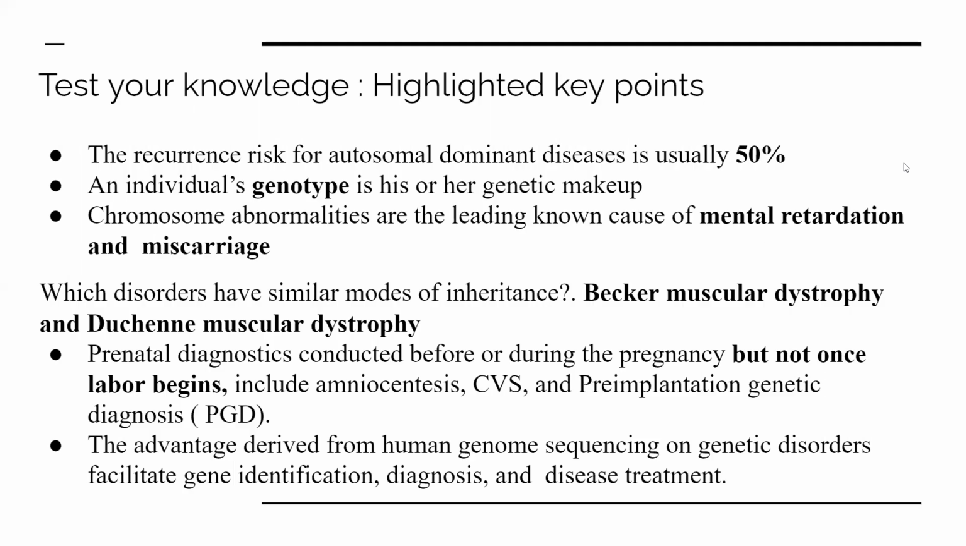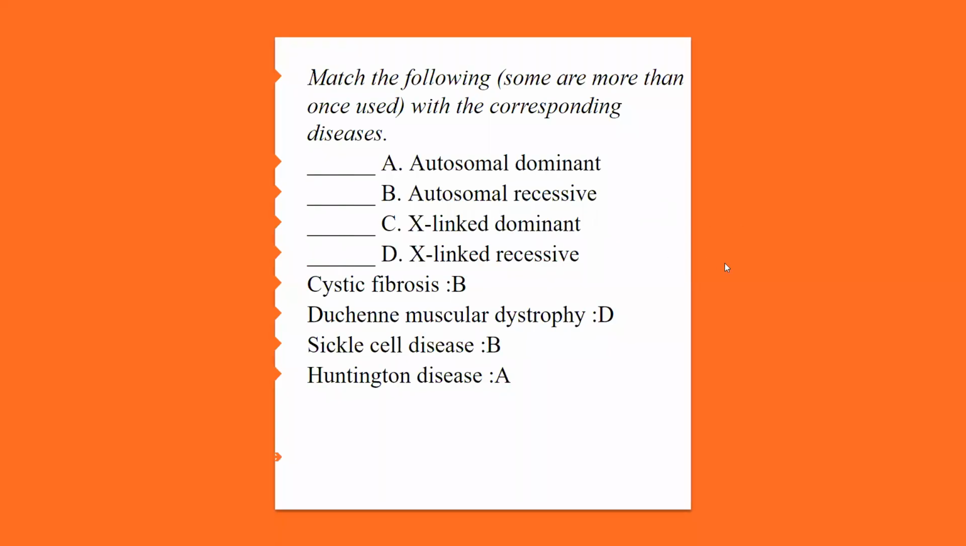Here's a slide that gives you some key points from what we have discussed before. The common terms that I see on the exams are mental retardation and miscarriage, and also muscular dystrophy. Muscular dystrophy is often seen with the genetic disorders. So this is an important slide for you to study. Here's a match the following, and work on it.